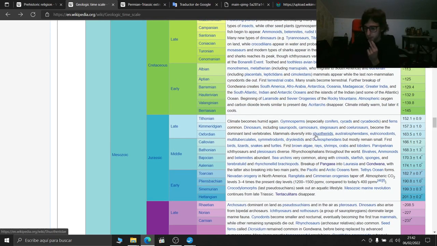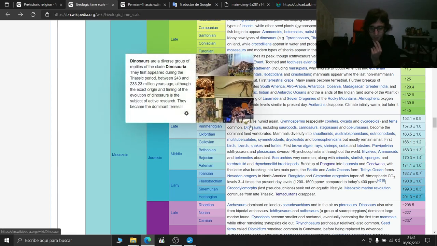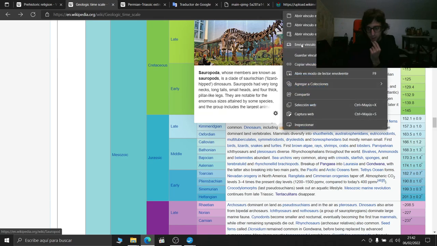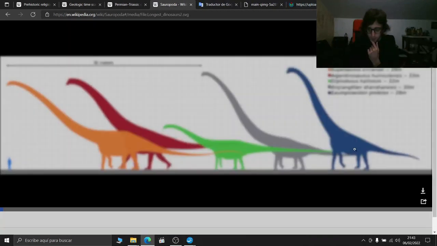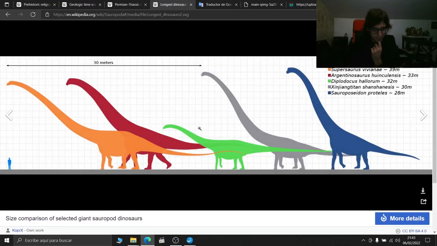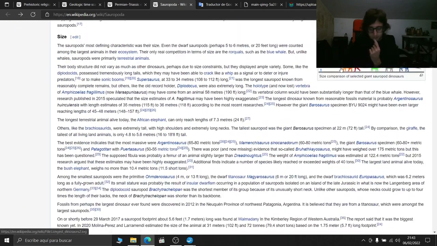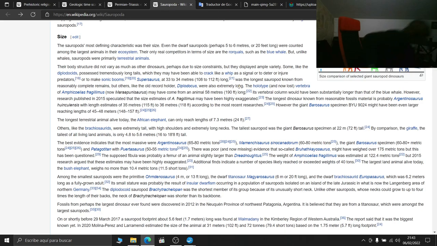Okay, let's go deeper into the kinds of dinosaurs just for the sake of being interesting. Dinosaurs are a diverse group of reptiles in the clade Dinosauria, including sauropods. Let's open each one. Sauropods, I think these are the ones with the long neck. Yes, sauropod. In fact, one moment.